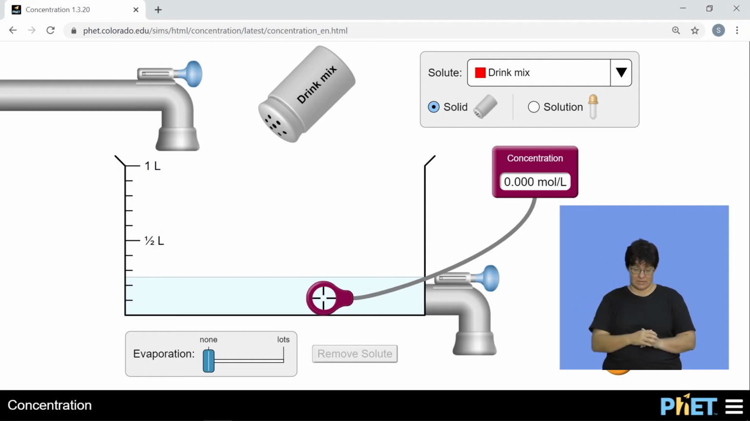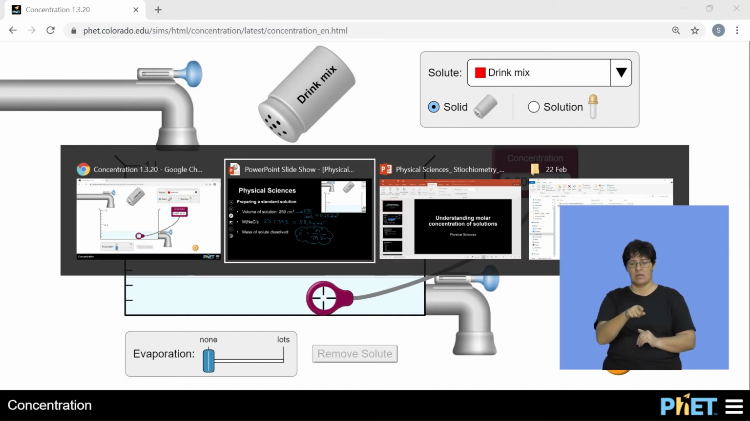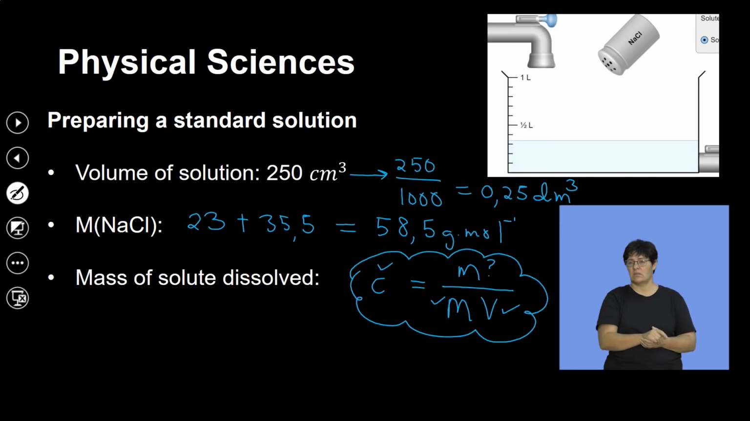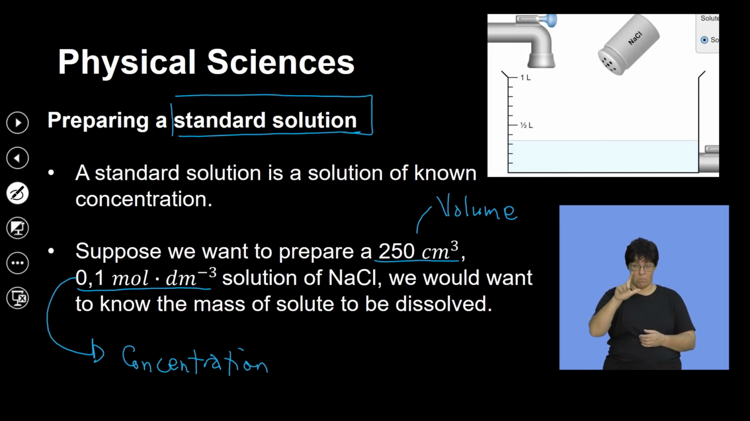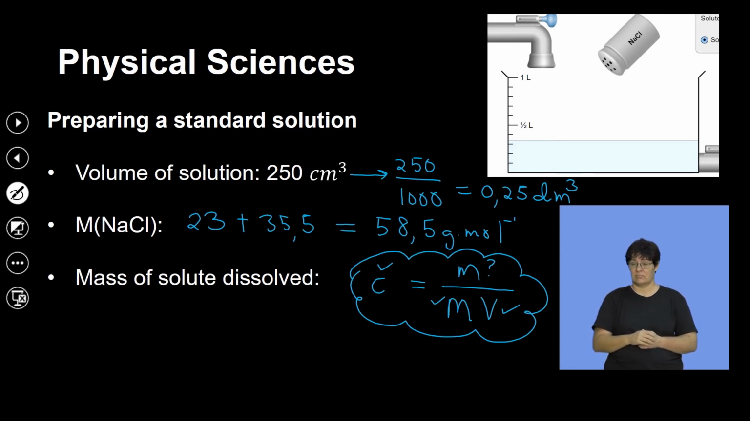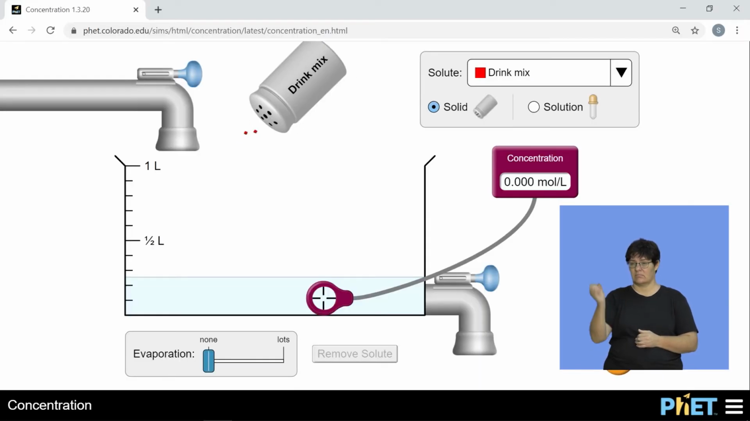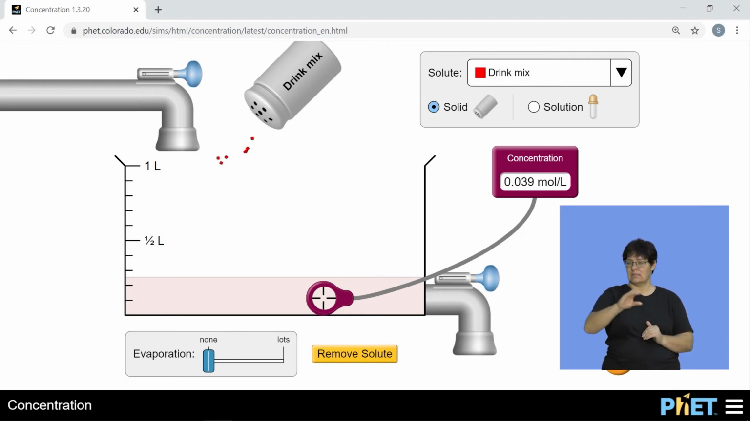If we quickly go back to the slide just to confirm, the concentration of our solution must be 0.1 moles per cubic decimeter. So let's pay attention to the change. As you can see, already that is 0.039. We need 0.1, so we must add more of the particles of the solute.